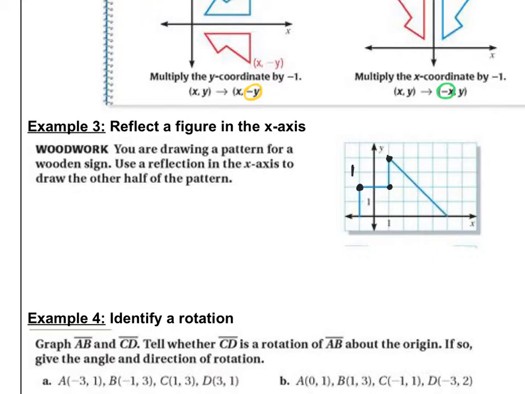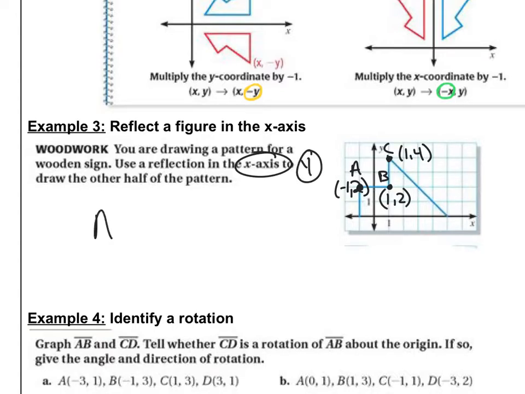So we'll call this A, and that's going to be at -1, comma 2. We'll call this B, that's at 1, comma 2. We'll call this C, 1, comma 4. So we are reflecting across the x-axis, which means my y component is what's going to change.